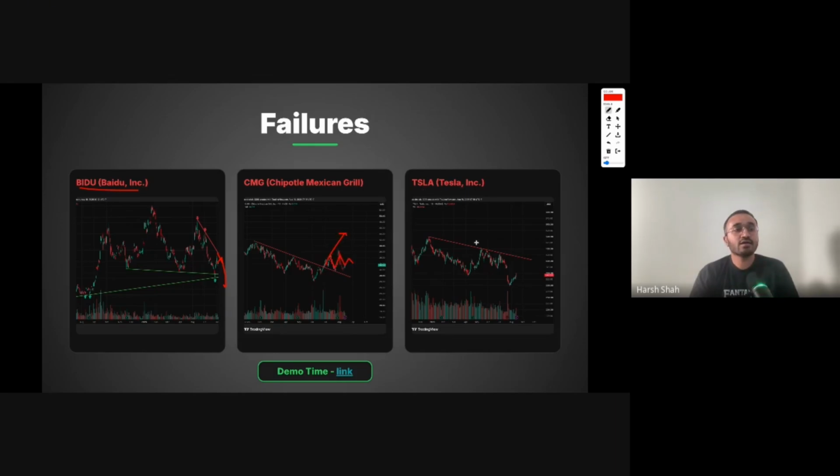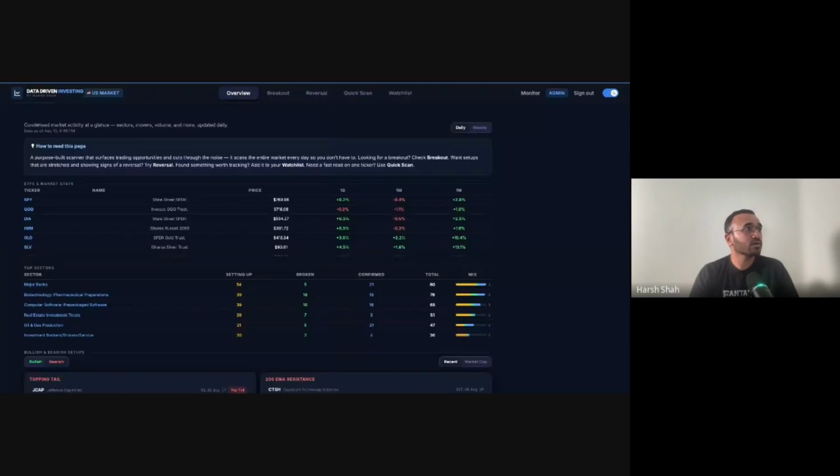And Tesla is very interesting. Right now, my scanner flagged that Tesla is setting up for a breakout. But now it becomes a crucial zone to watch, because if it doesn't cross this line, it is going to get rejected. So you can use the scanner in two different ways, where you can find the resistance zone and what to do when it gets rejected.